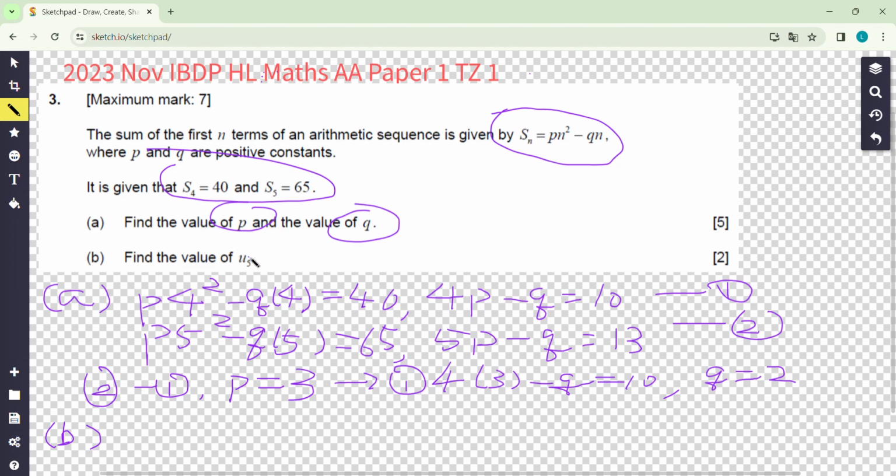Question B is about U5. It's easy. Minus the sum. Okay, U5 is the sum up to 5 minus the sum up to 4. And then, we have it already. No need to calculate. So what's the result? The result is 23.